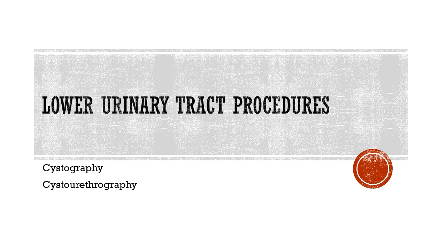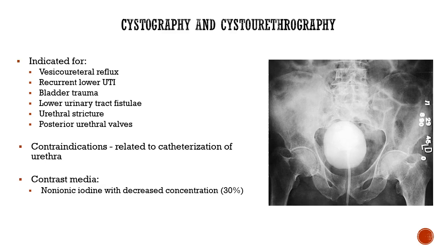For the lower urinary tract, we have 2 procedures. There's a cystography procedure and there's a cystourethrography procedure. For both procedures, they're indicated for vesicoureteral reflux, for recurrent lower urinary tract infections, bladder trauma, lower urinary tract fistula, urethral stricture, and posterior urethral valves. Contraindications are related to catheterization of the urethra. The contrast media used is a non-iodine with decreased concentration, only needed 30%.